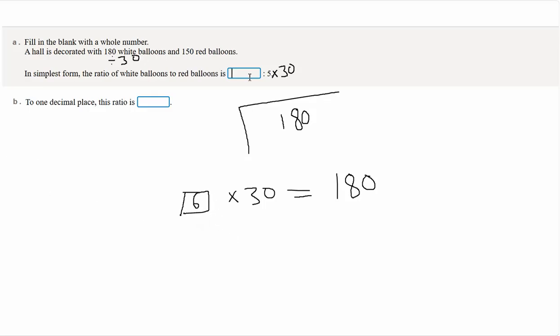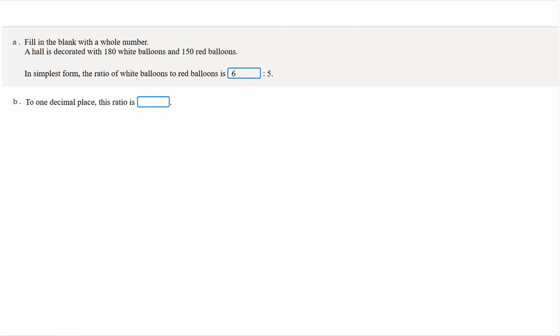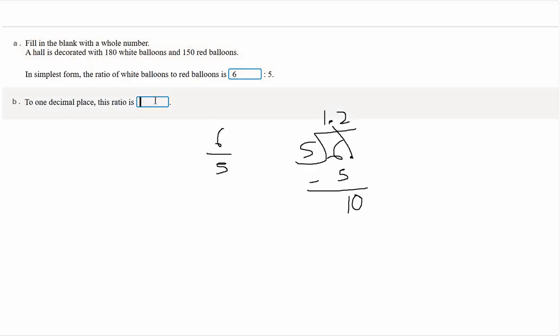6 here. The next one, to one decimal place, this ratio. So 6 over 5. So 5 will be here, 6 will go inside. Again, we'll put here 1, 5 here, 1, and then remember, for a decimal we want to add a 0, so we have to remove that decimal, put it up. 0, so 2. 1.2 is the answer. There you go. So 1.2.